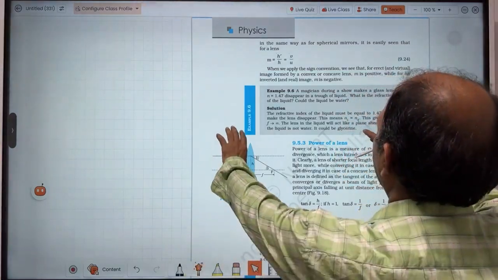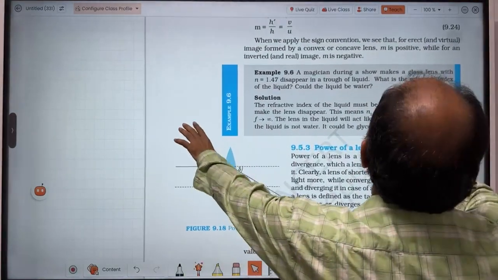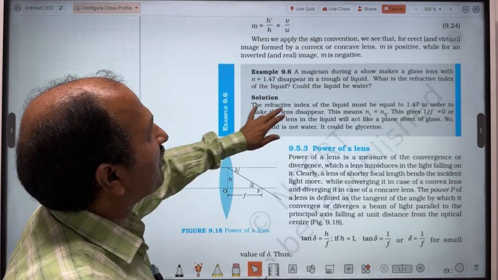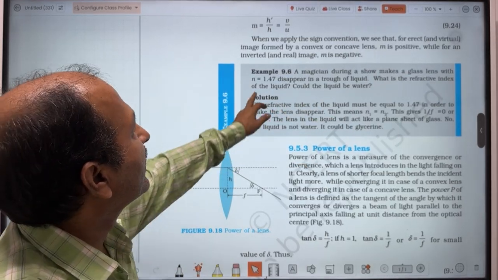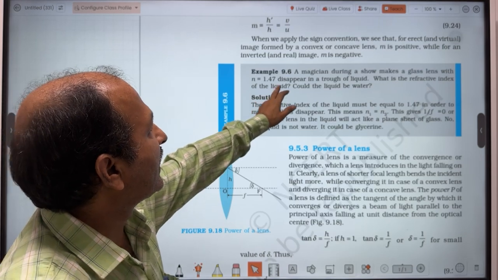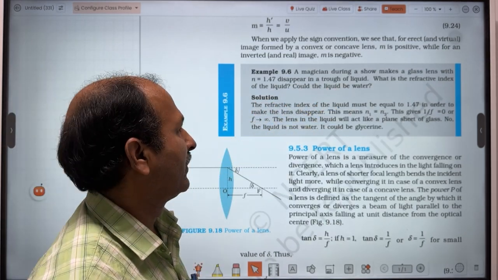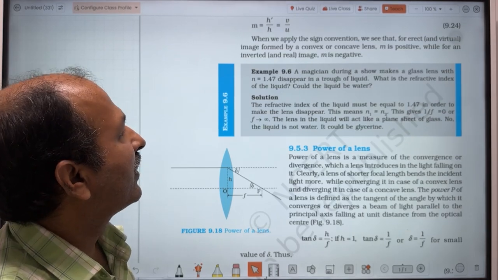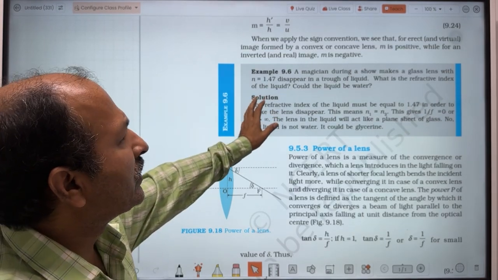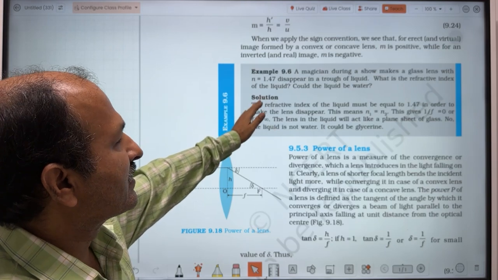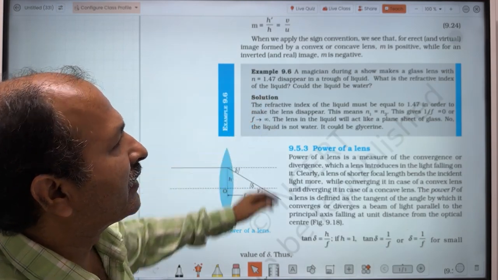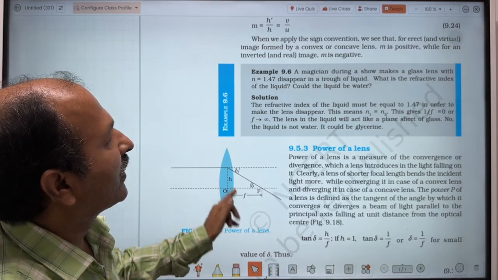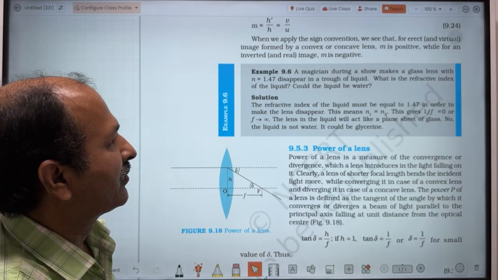Here there is one good question for you. The question says, a magician during a show makes a glass lens with n equal to 1.47 disappear in a trough of liquid. What is the refractive index of the liquid? Could the liquid be water? A very simple rule is there. If any substance disappears in a liquid, then the refractive index of the substance could be either equal to that of the liquid or less than that of the liquid.